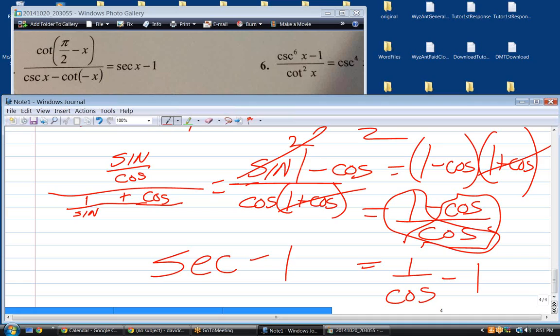Turn sine squared into 1 minus cosine squared and then treat that as the difference of perfect squares, such that we can come up with a 1 plus cosine to take care of this denominator. But that worked.